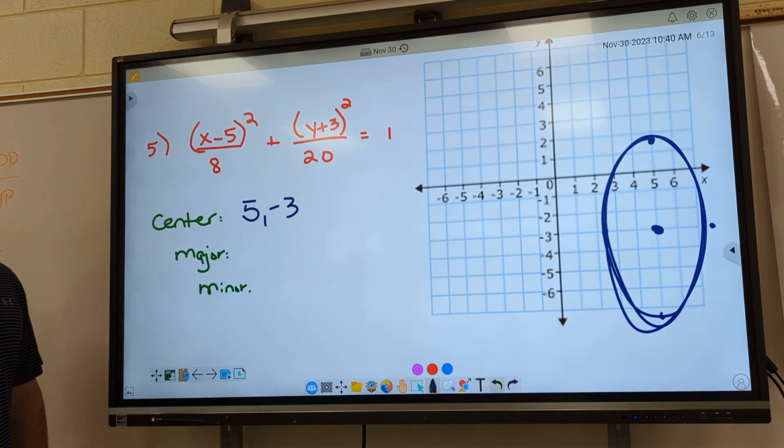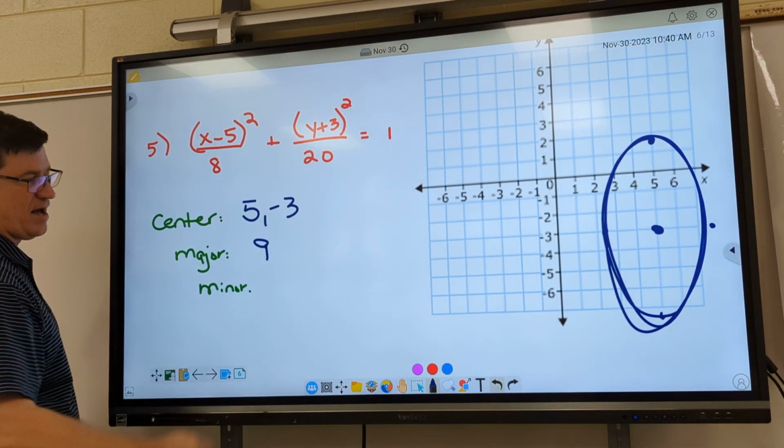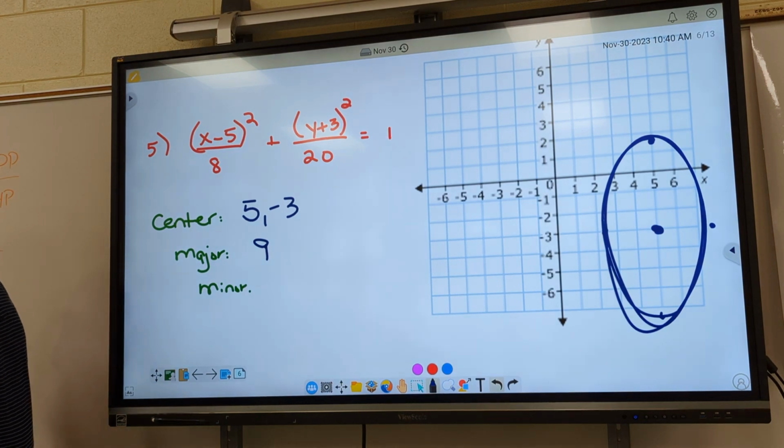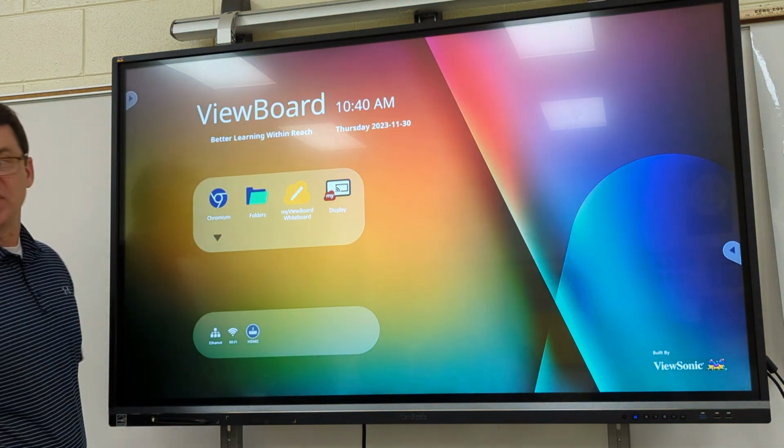All right, remember, for the major axis, take the bigger one. Square root's 4.5. Double it, you got 9. For the minor, square root of 8, y'all said was 2.8. Double it, you got 5.6.